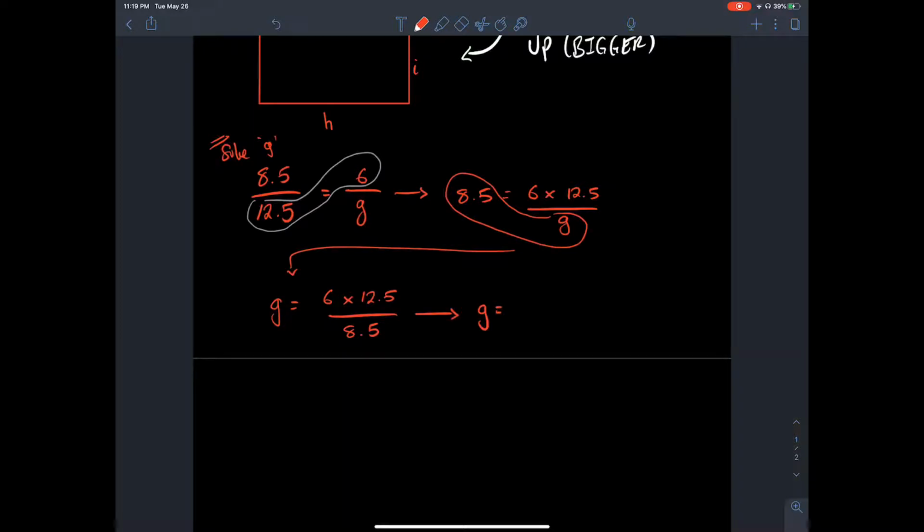That way G equals, let's figure out what that is. 6 times 12.5 divided by 8.5, we get about 8.82 feet. Okay.